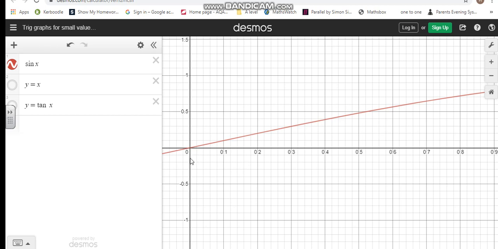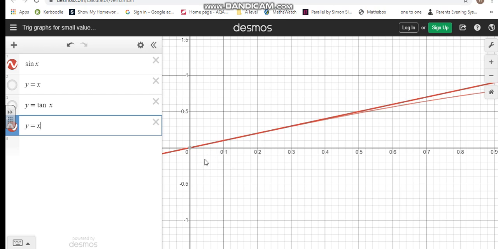We want an approximation. So if I just quickly draw in the graph y equals x, you can see for those very first few values, y equals x and y equals sine x pretty much lie on top of each other. So actually y equals x is a good approximation for sine x. If I knew my angle was very, very small, and I just wanted to approximate sine x, I could say it's like the graph y equals x, so sine x can be approximated by x.